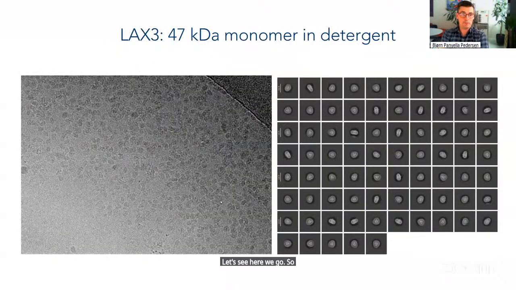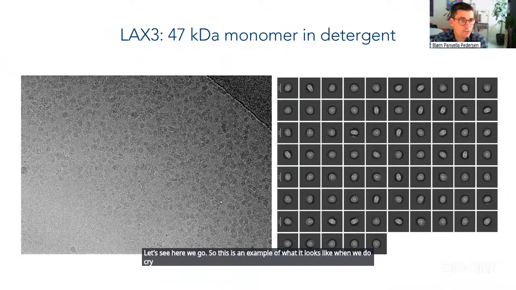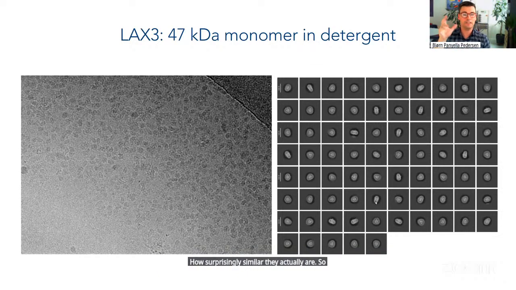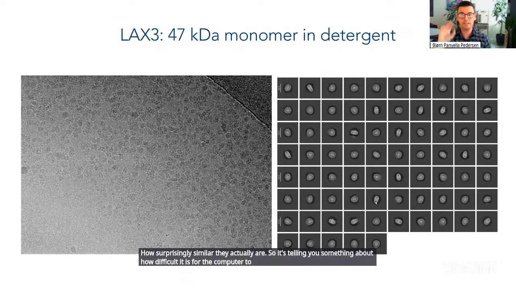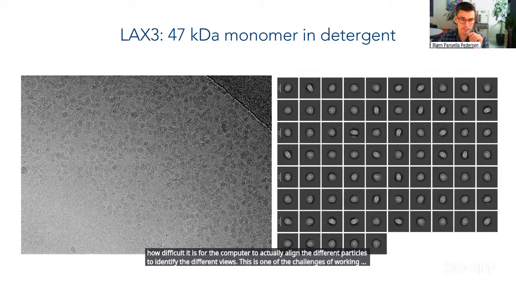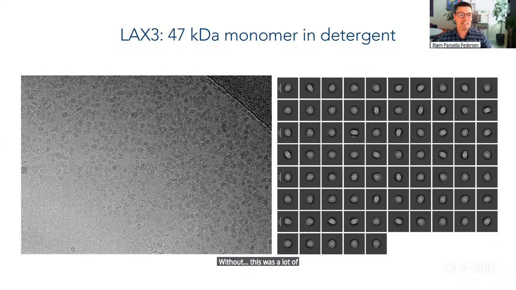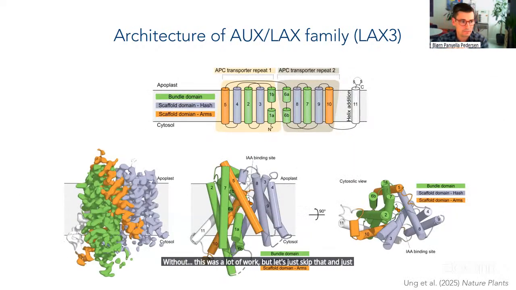So this is an example of what it looks like when we do cryo-EM on these things. So this is now a 47 kilodalton monomer protein embedded in a detergent micelle that we're trying to take pictures of. And I hope you can appreciate, even if you don't know much about cryo-EM, how all the 2D classes that you're seeing over here are surprisingly similar. So it's telling you something about how difficult it is for the computer to align the different particles to identify the different views. This is one of the challenges of working with membrane proteins. This was a lot of work, but let's just skip that and say that we solved the structure eventually.